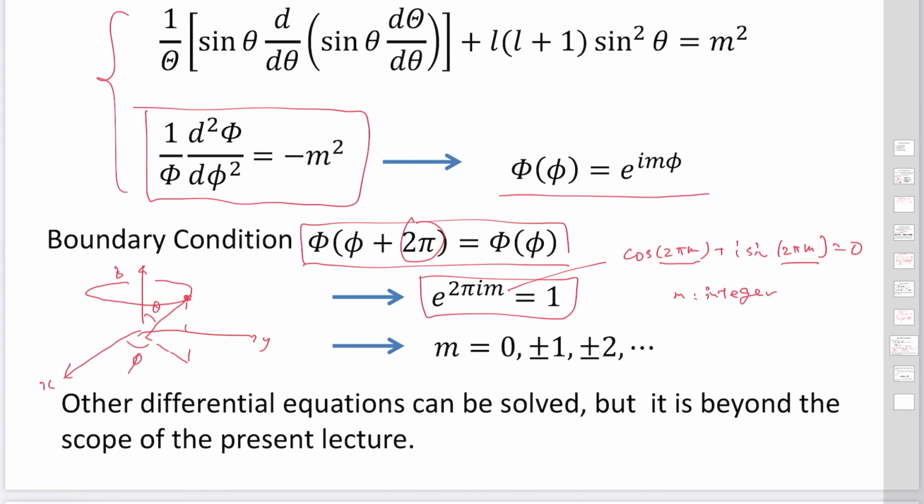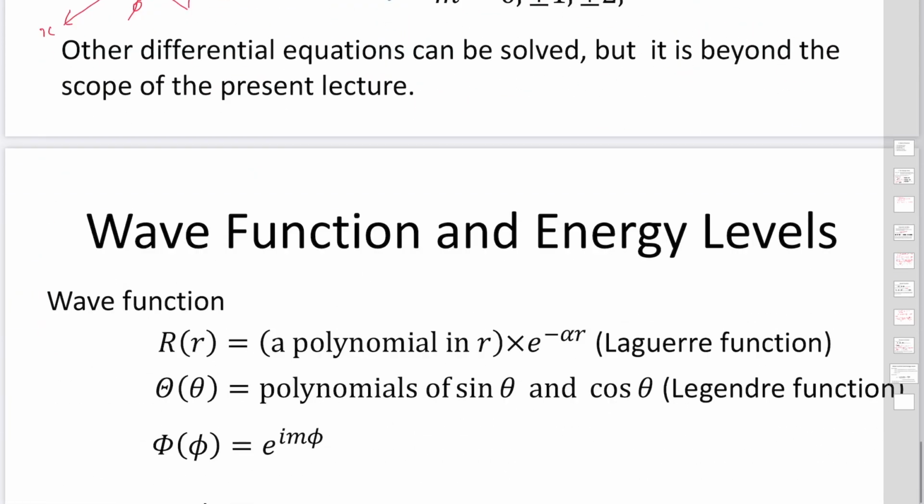So we have two more differential equations. But these two differential equations might be a little bit too difficult for these lectures. It's beyond the scope of the present lectures. If you are really interested in quantum physics, you might have the opportunity to take my advanced course. Then we could study how to solve these two differential equations. And I'd like to show you the answers.